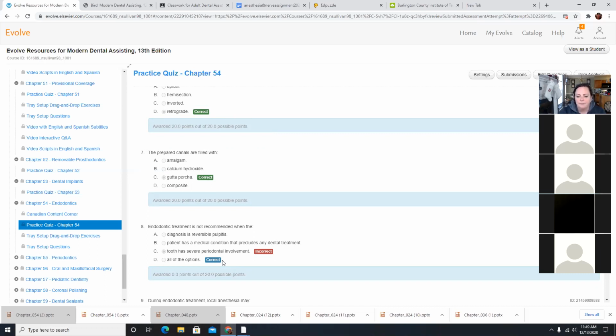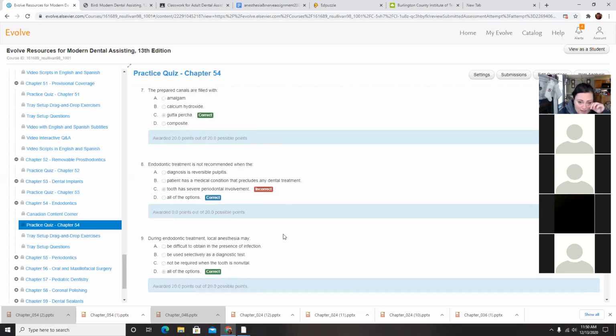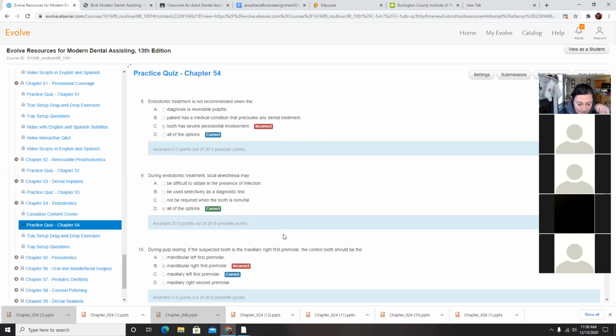Why not? Most likely gonna fail. Right, because the tooth is loose. Tooth is probably loose, right? Or at least compromised. If the patient has a medical condition that precludes any dental treatment, we wouldn't want to try a root canal until they figure out that underlying condition. And then if the diagnosis is reversible pulpitis, we want to see first if we can save the pulp of the tooth. So I apologize. I got that question wrong. That's my fault.